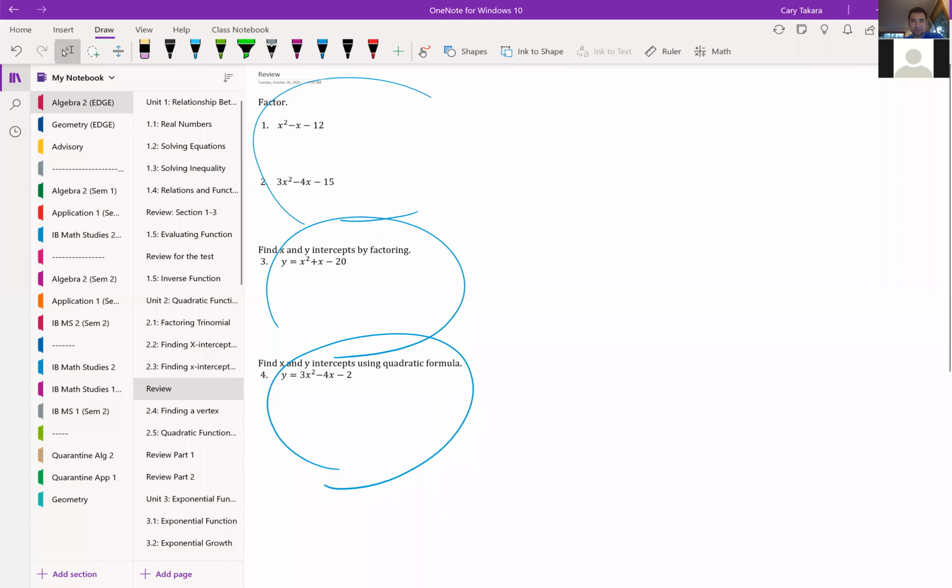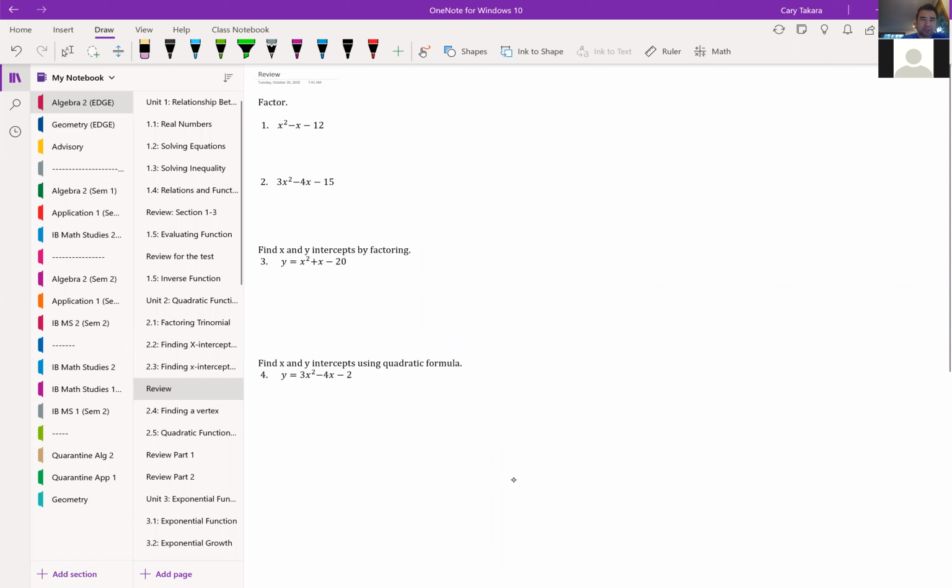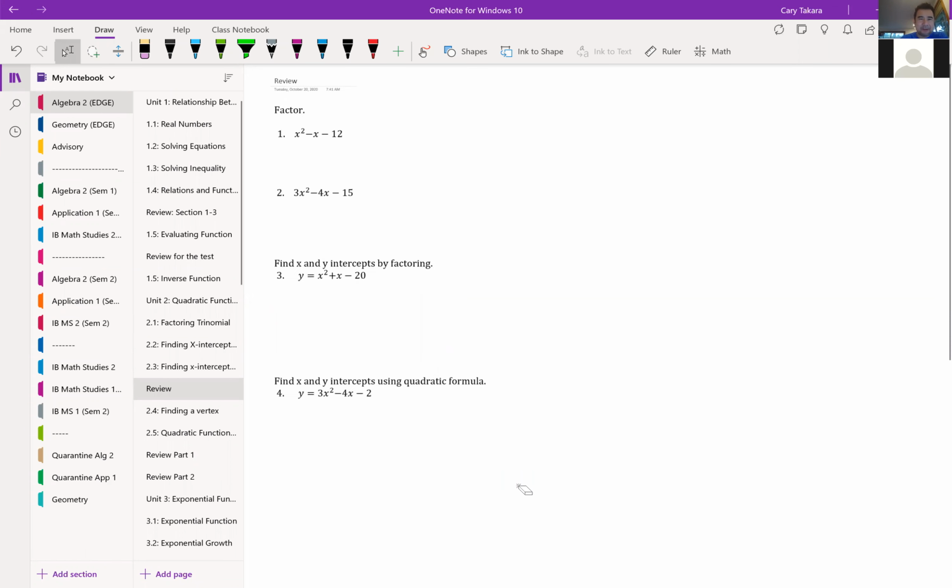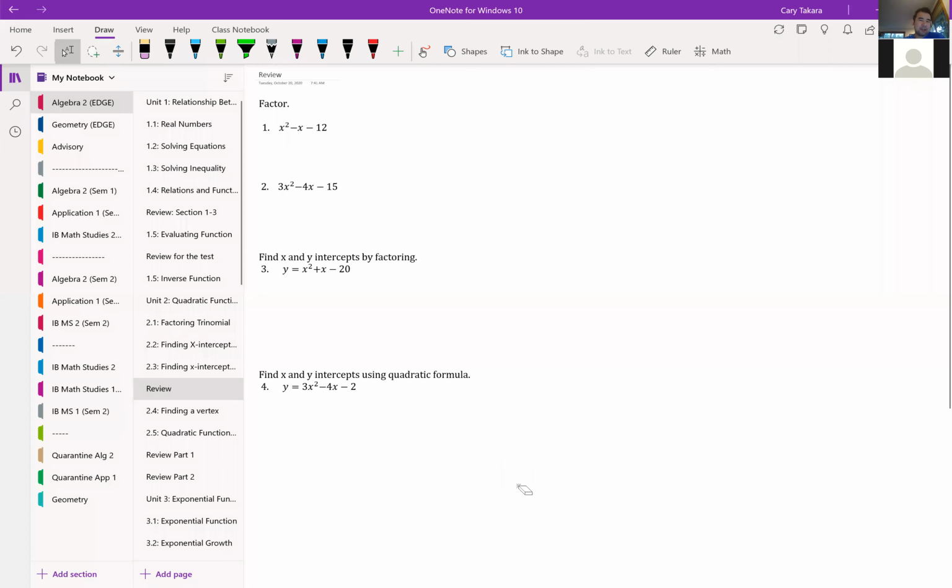Forgot to press the record button. So we are going to go over those three things: factoring, using factoring to solve for the x-intercept, and using the quadratic formula to find the x-intercept.